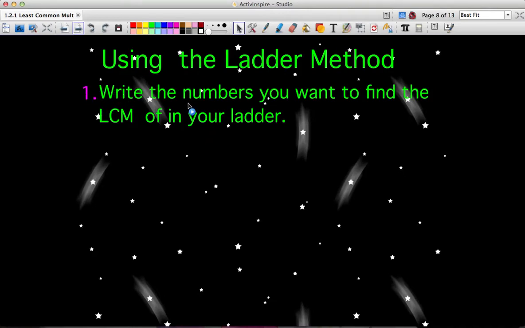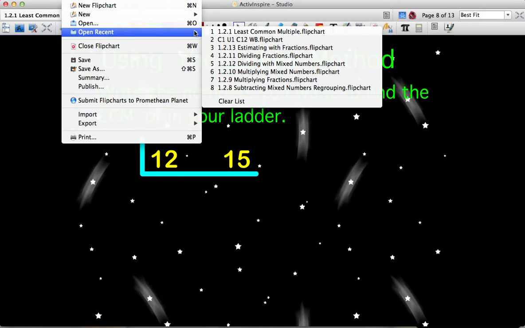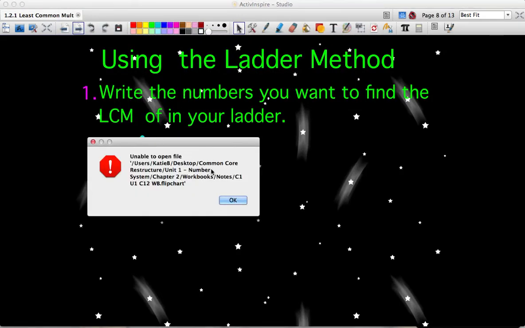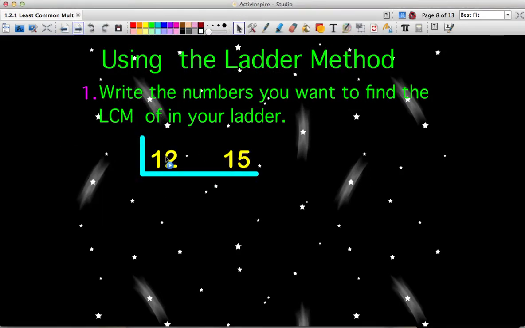So the first step is to write the numbers you want to find the LCM of in your ladder. That's pretty simple. So if I want to find the LCM of 12 and 15, I put them in the first rung of my ladder. In your notes, you should be writing this down. You should also be writing down these little steps in the space available. So fill in the words, and then at the side, fill in the actual example.